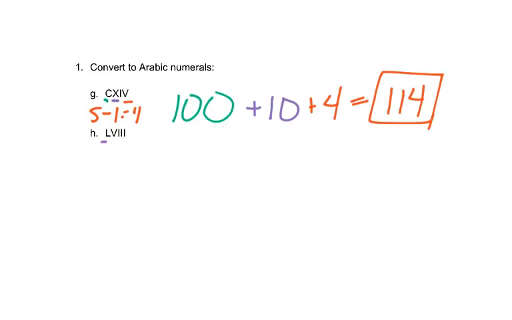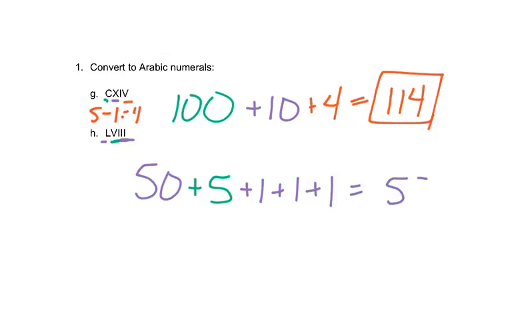Here our biggest letter is the L, and the L is 50. The next biggest letter is the V, that's 5, so we're adding 5 more. And then we have I's at the end, and those are 1s, so we're adding 3 ones onto the end, and we get 58.